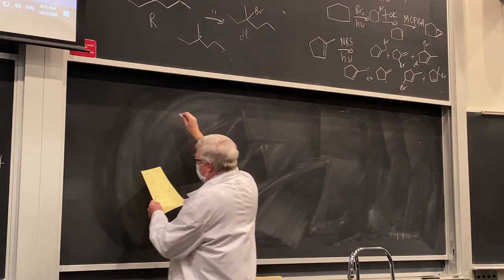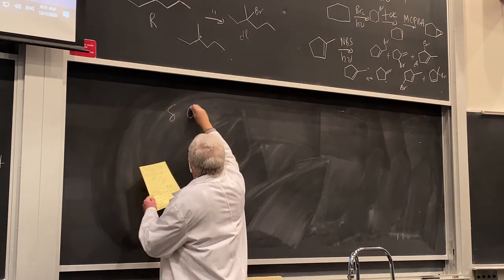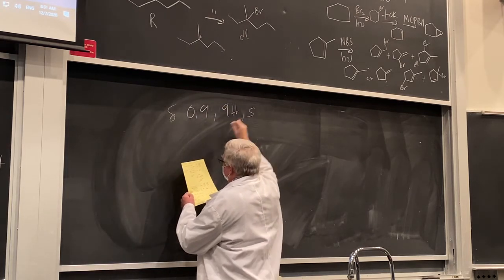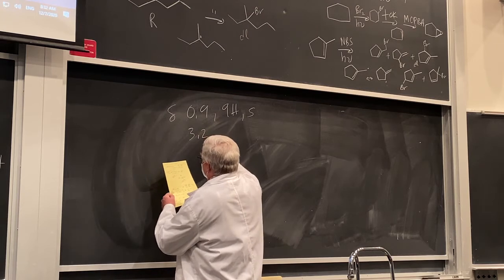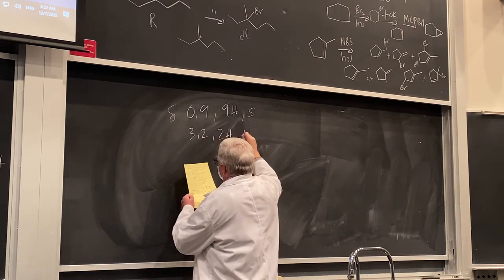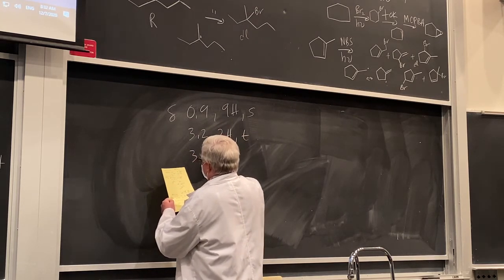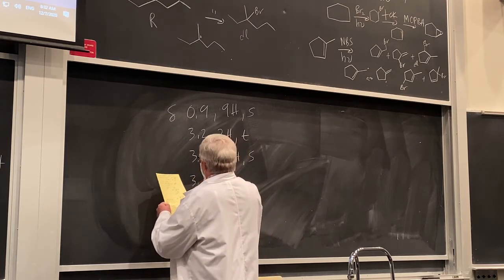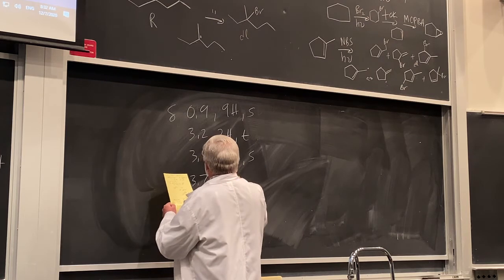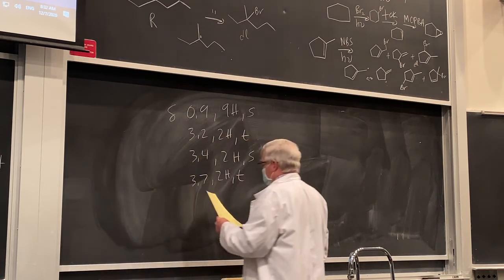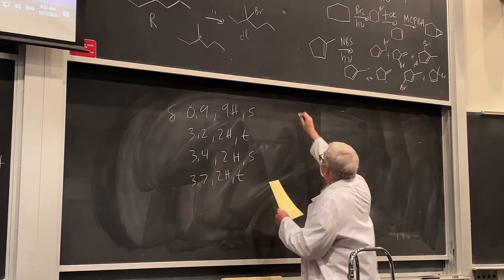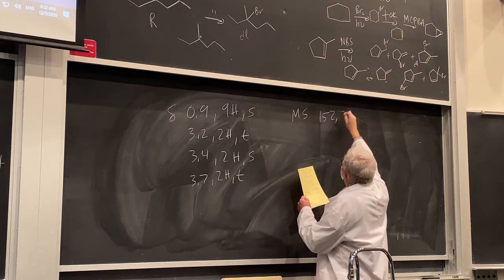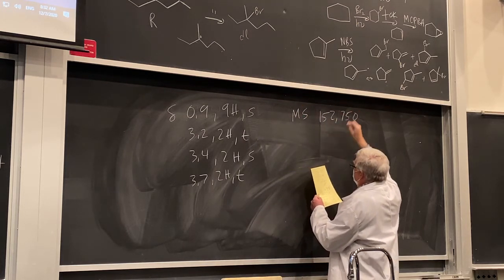Let's see. How about this one? 0.9, 9H. There you go. Singlet. 3.2, 2H triplet. 3.4, 2H singlet. 3.7, 2H triplet. Mass spec. We've got 152 and 150.